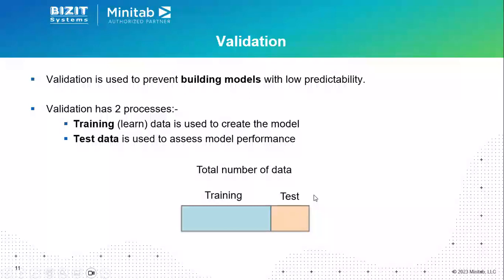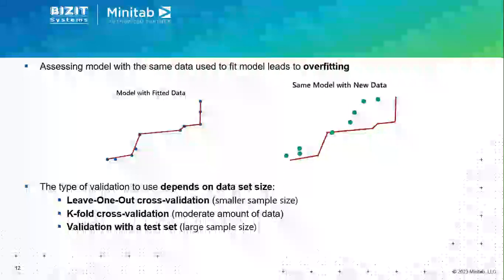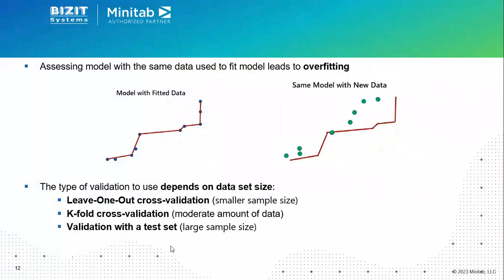But in order to split into 2 groups, we have a kind of methodology. Maybe you can go for the leave one out cross validation, or maybe you can go for the K-fold cross validation, and then maybe you can go for the validation with a test data set. We have all of these available in Minitab currently. So the type of validation will depend on your data set.